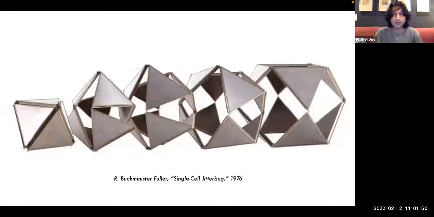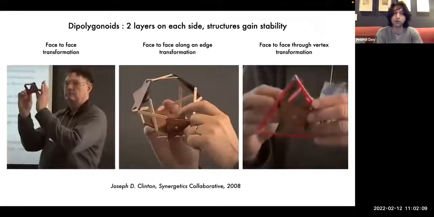And then, of course, because that's just a wireframe structure, Bucky, and I guess Duncan, Stewart, and Joe then put faces on the triangular sides of the Jitterbug and made this other single cell Jitterbug piece in 1976, which Joe then put two faces on each side, which gave the structure stability. He also explored face-to-face transformations, face-to-face along an edge transformation. These are all the tetrahedral Jitterbugs. And then face-to-face through a vertex transformation.